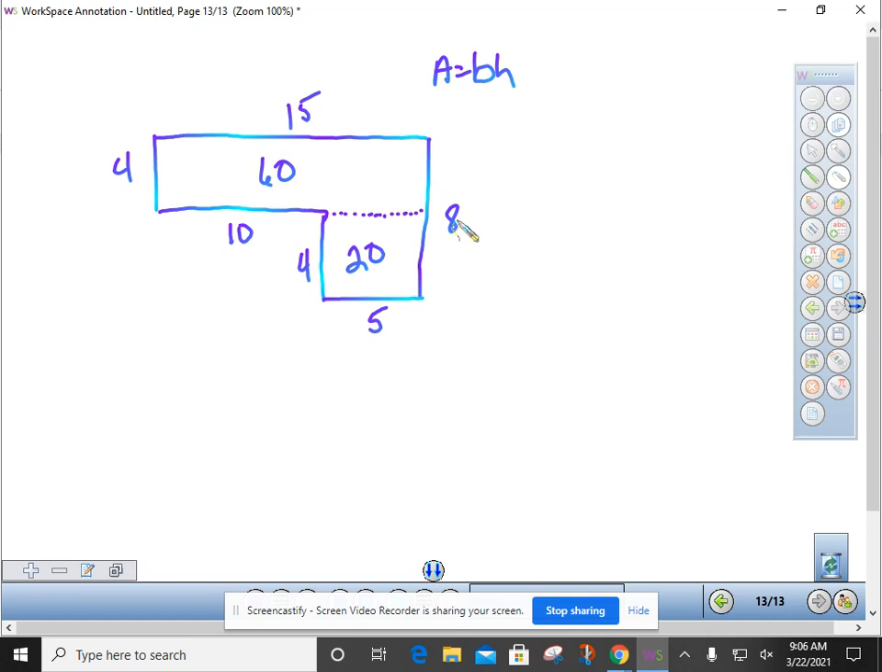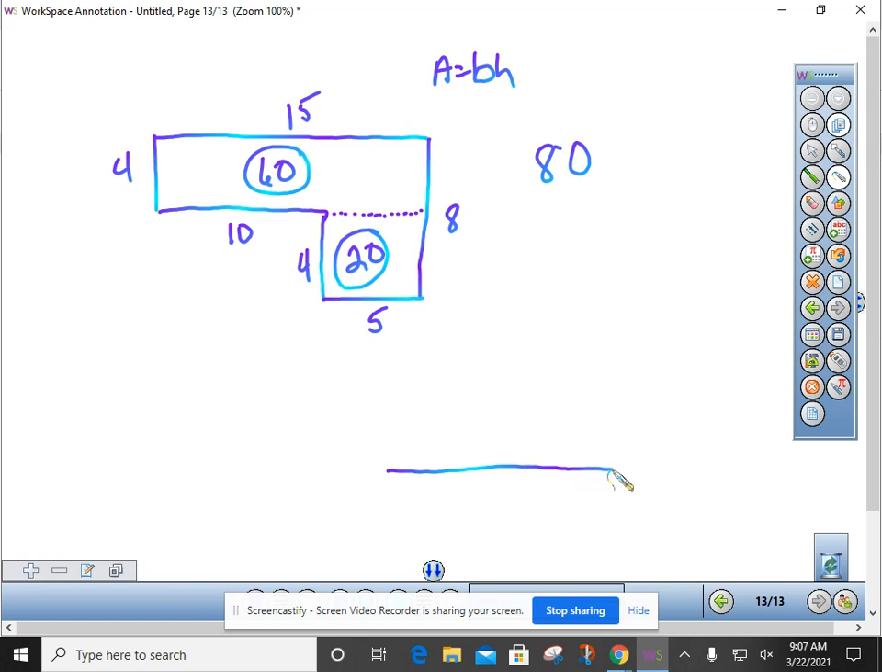And then how do you find the total area? You add these two together, and what is it? 80. Okay? Now, please do not say add them all up, no matter what I write, because we're finding area. An area is base times height or pi r squared.